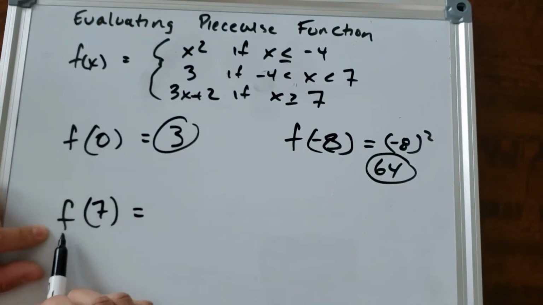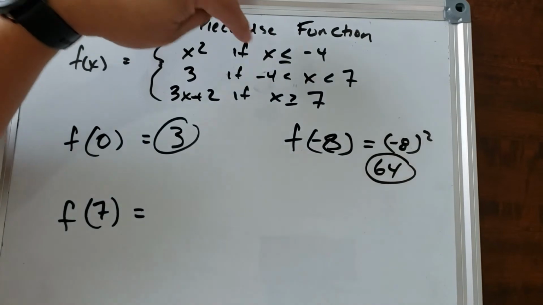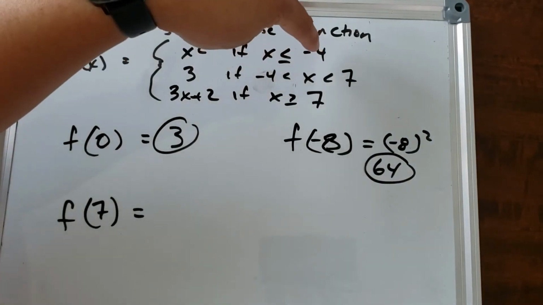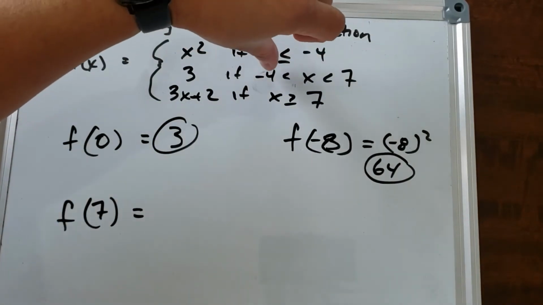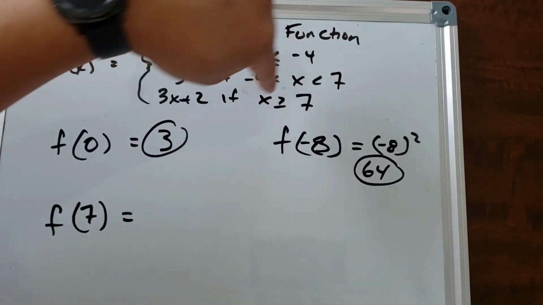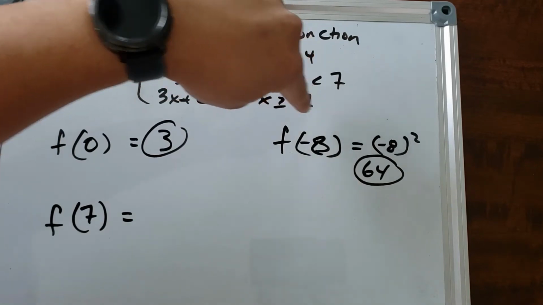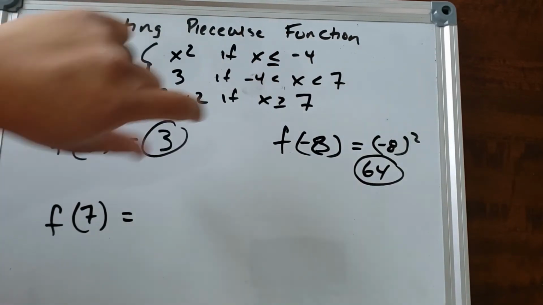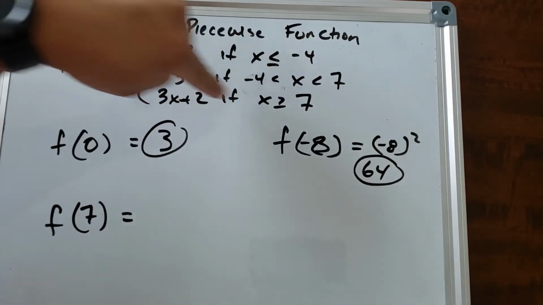Now this is saying f of 7. So again, I'm going to go through my 3. Is 7 less than or equal to -4? Well, no. Is it in between -4 and 7? No, 7 is not in between -4 and 7. But it is greater than or equal to 7 because this adds the equal to. So since this number has the equal to, I'm going to use this function down here.